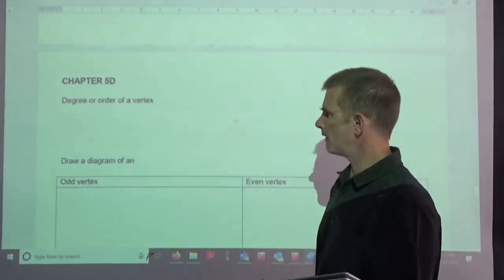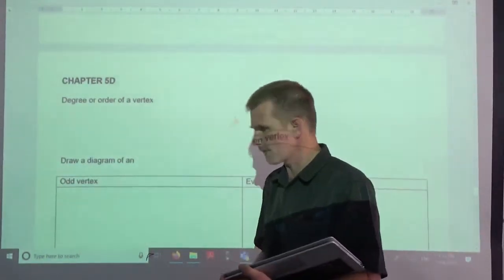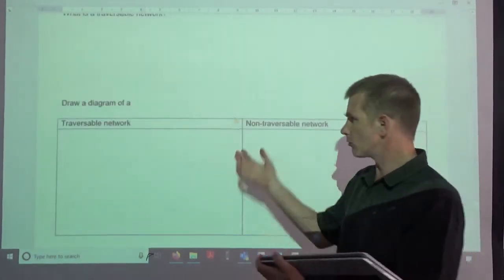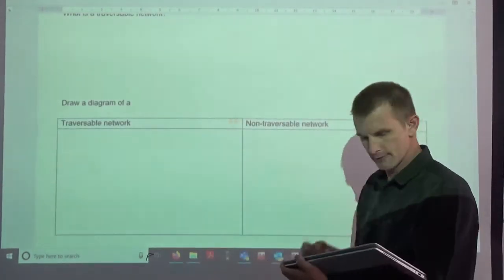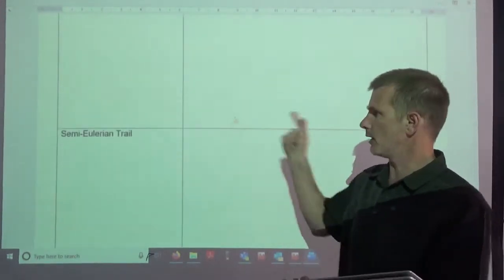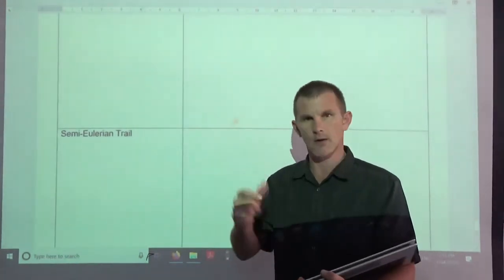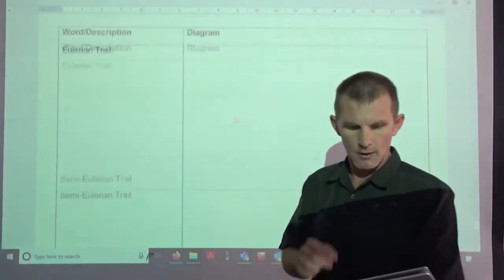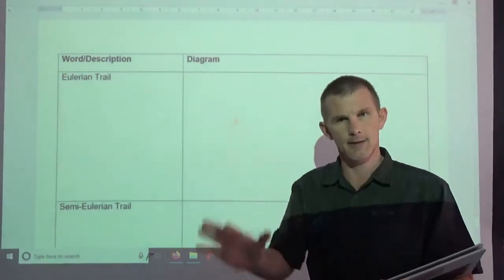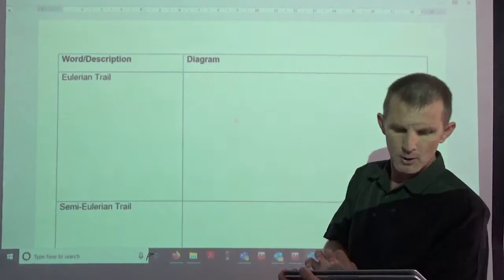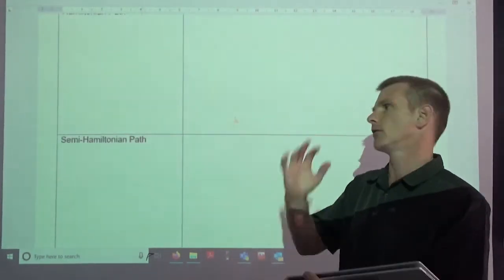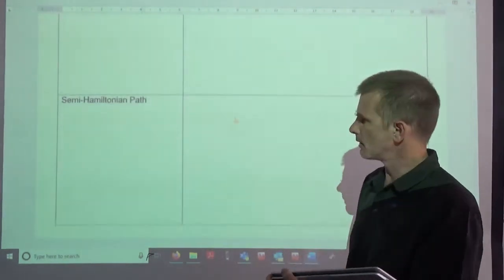Now we're into 5D. The degree or order of a vertex. Odd and even ones, traversable networks. Draw a couple of them, traversable, non-traversable. Euler trail, semi-Euler trail. I've got another video for this. Catch the next video on this. I'll help you out here big time. This was an area where people struggled to get this understanding. I've got a neat little flowchart. Next video, watch it for me. Euler trail, semi-Euler, Hamiltonian and semi-Hamiltonian. Oh, lots in there.